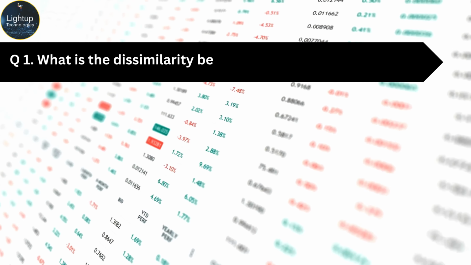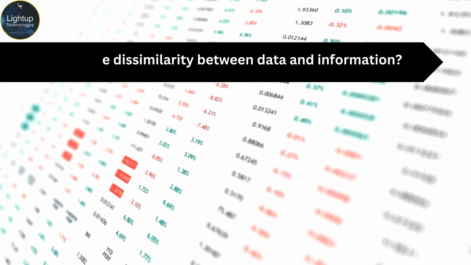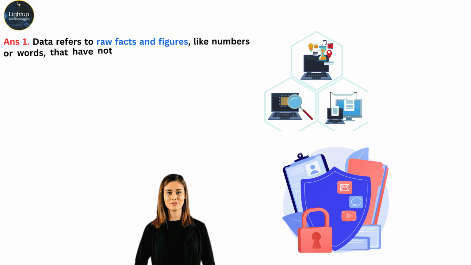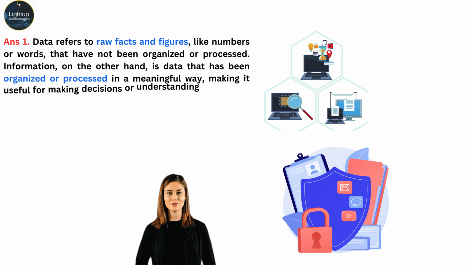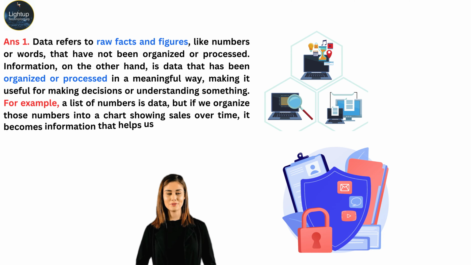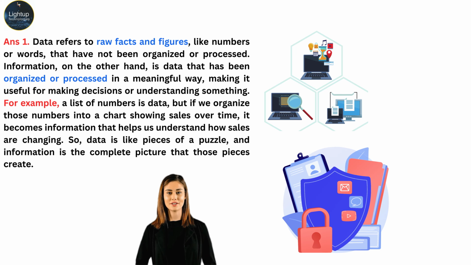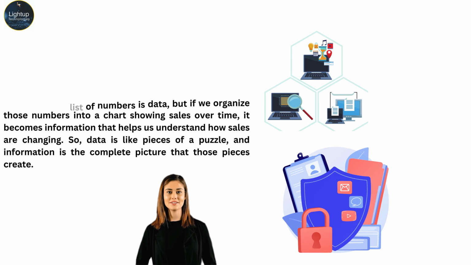What is the dissimilarity between data and information? Data consists of raw facts and figures, while information is processed data that is organized and meaningful for decision making. Data is like puzzle pieces, and information is a complete picture they create.